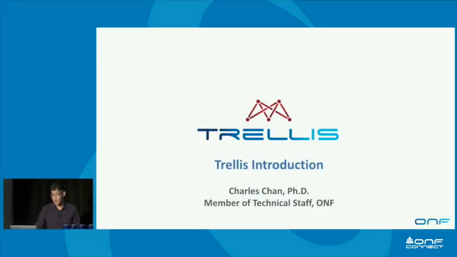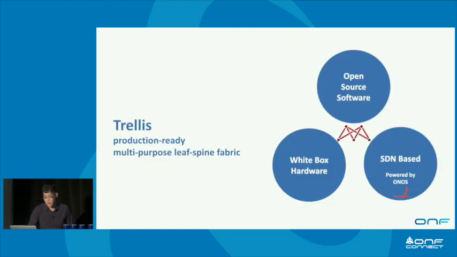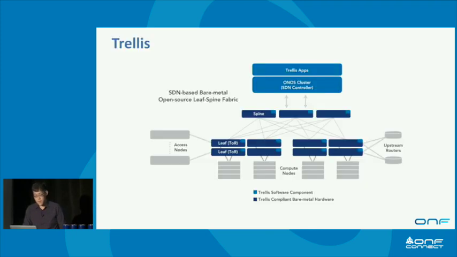So just to give a quick introduction to those who are not familiar with Trellis yet. Trellis is a production-ready multi-purpose leaf-spine fabric. It's built based on three major concepts: open source software, white box hardware, and of course it's SDN based, and it's powered by our ONF SDN controller.